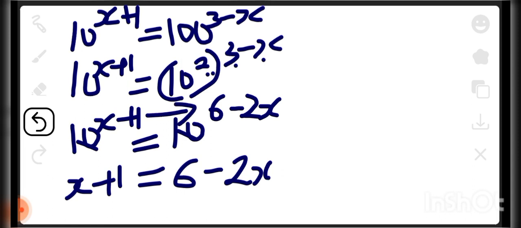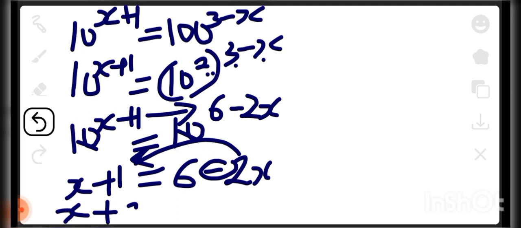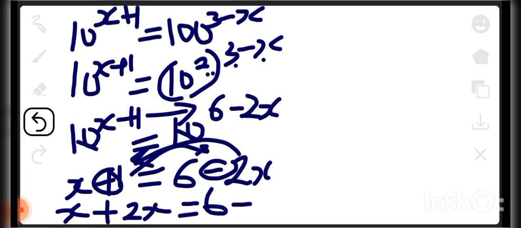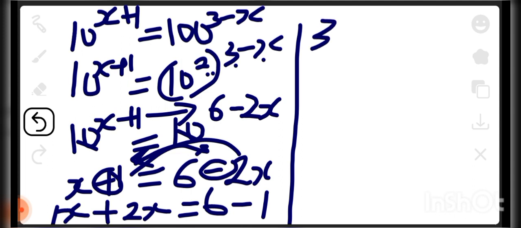So collect your like terms now. We're going to have x here. x will remain. Then this one moves to this other side. Minus will change to plus. Plus 2x is now equal to 6 remains. If this plus 1 crosses this sign to this other side, then the plus will change to minus. Then we'll now be having x plus 2x, that is 1 plus 2, that is 3. So we're going to have 3x is now equal to 6 minus 1, that will give us 5.